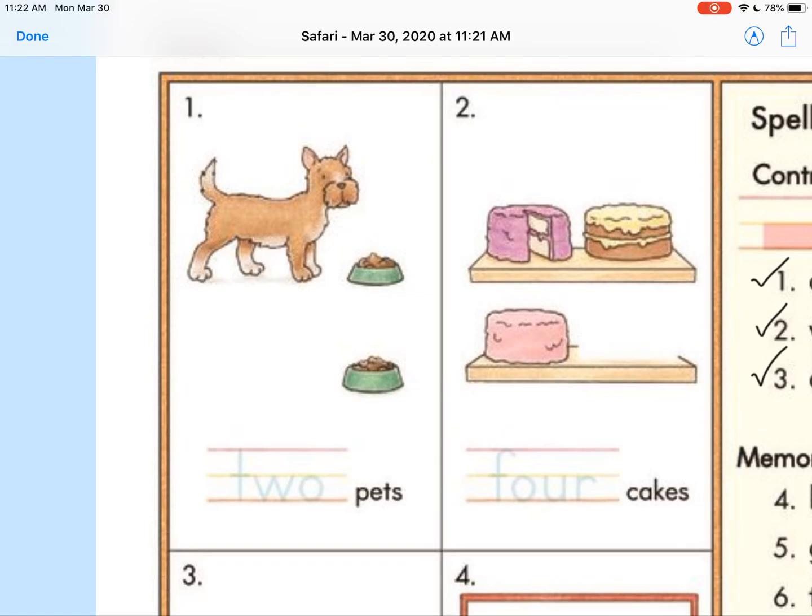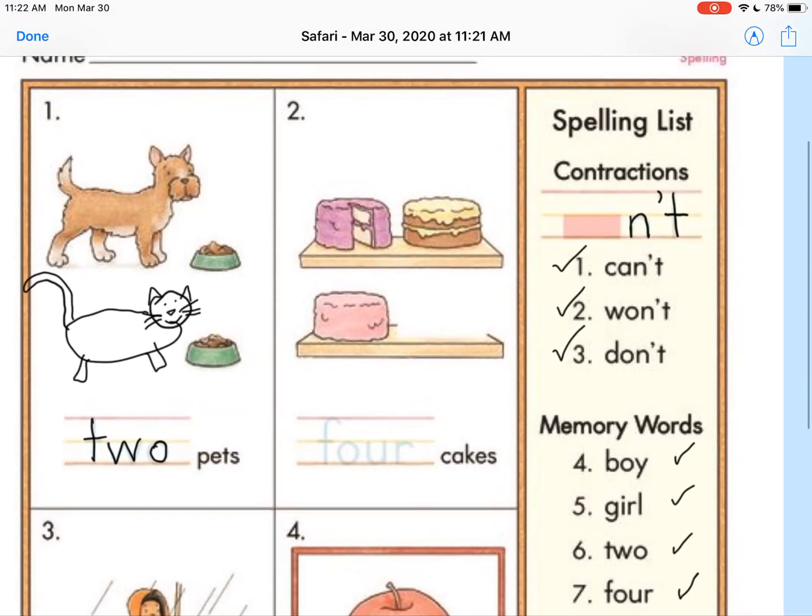Number one, it says that there are 2 pets, and I'm going to trace the T-W-O, 2 pets, and then I'm going to draw my own little pet. You could draw a dog, you can draw a cat. I don't know what other animals might eat off of a little tray on the floor. Maybe you know of one. Draw it there.